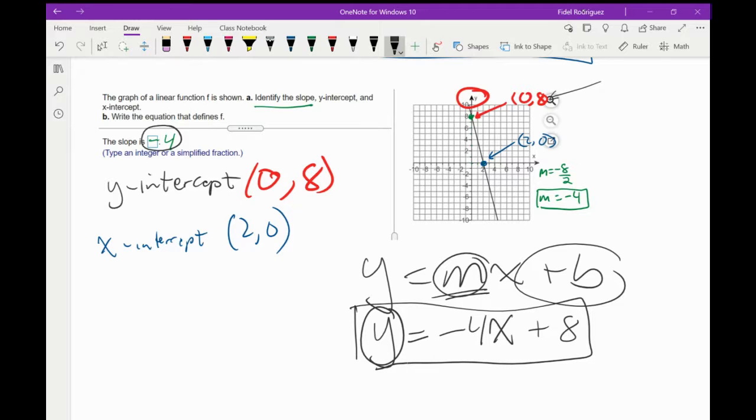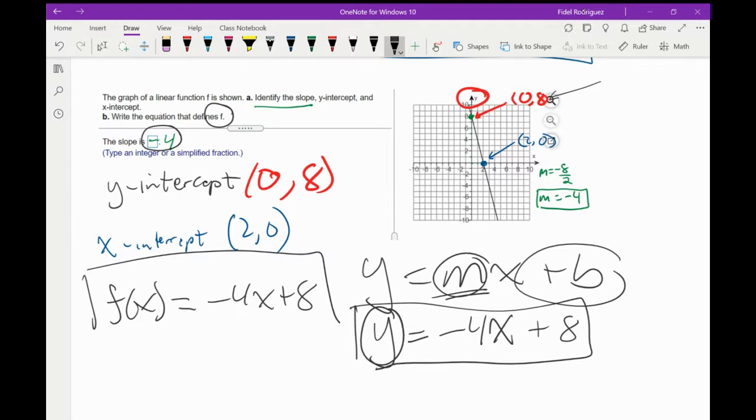Now, guys, because we are using function notation, f of x and y mean the same thing. So I'm just going to write it like this. F of x equals negative 4x plus 8. And so when I come over here to my answer, I'm going to write f of x equals negative 4x plus 8, put a capital X. And we got it.